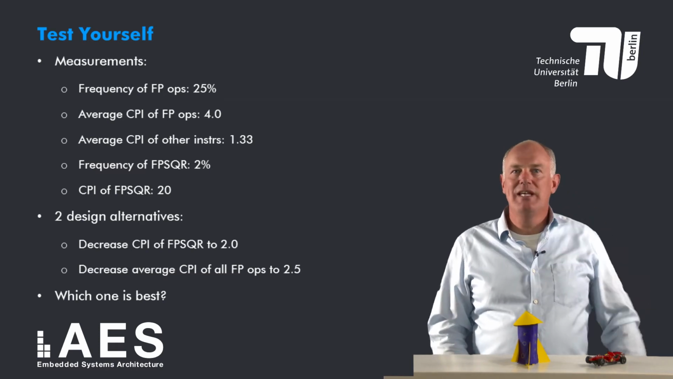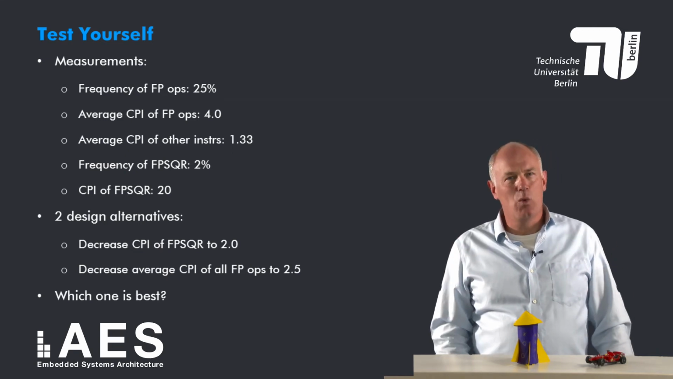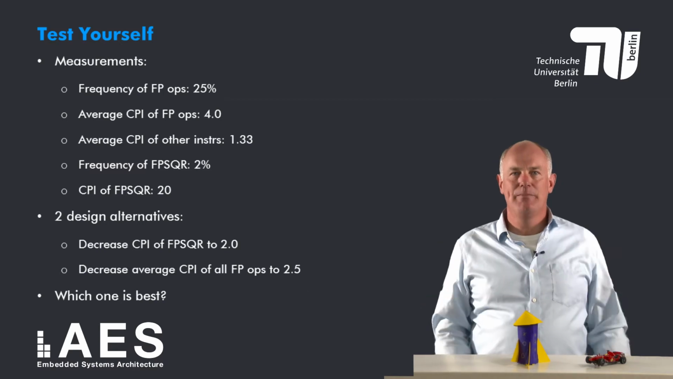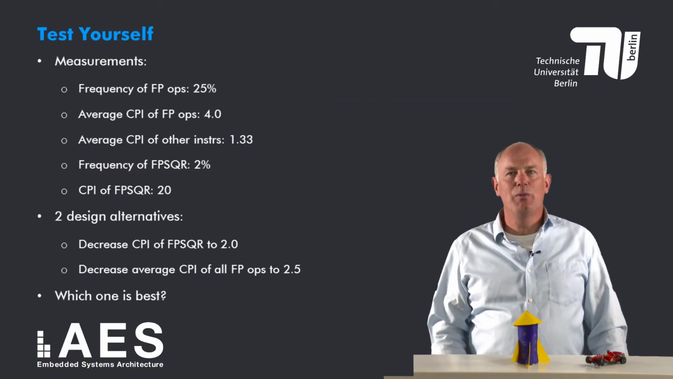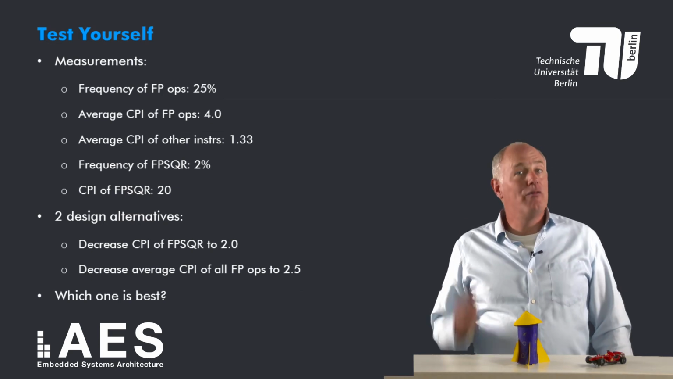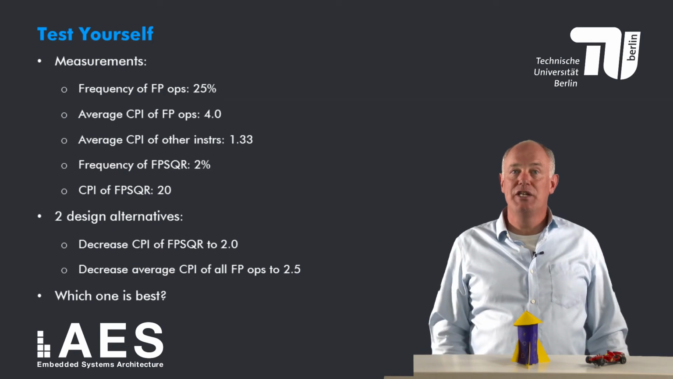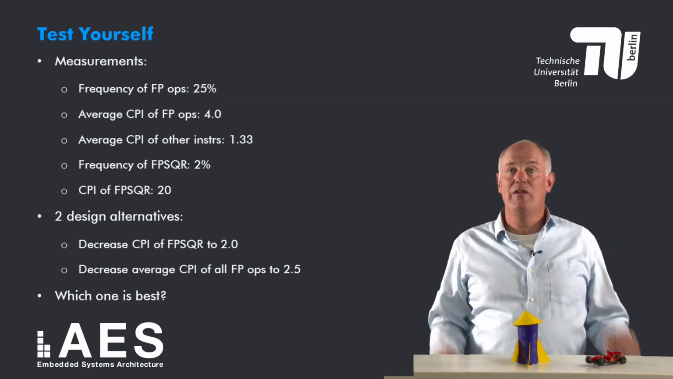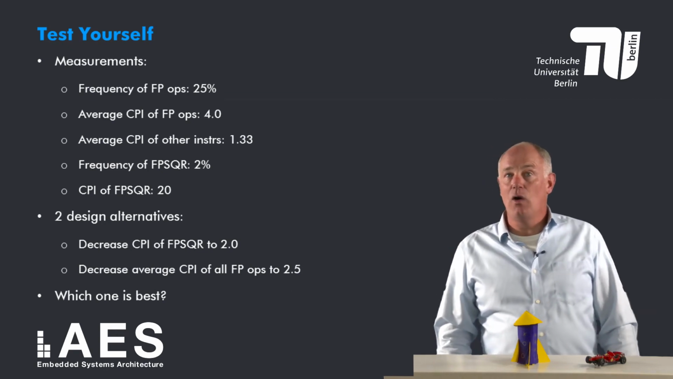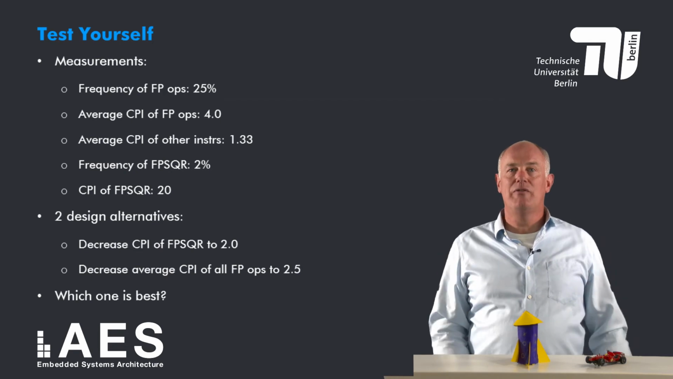Furthermore, the frequency of the floating point square operation was 2%, and square is a long latency operation with a CPI of 20. Now we have two possible designs, and we need to make a decision between them. In the first design, the CPI of the floating point square operation is decreased to 2.0. In the other design, the average CPI of all floating point operations is decreased to 2.5.